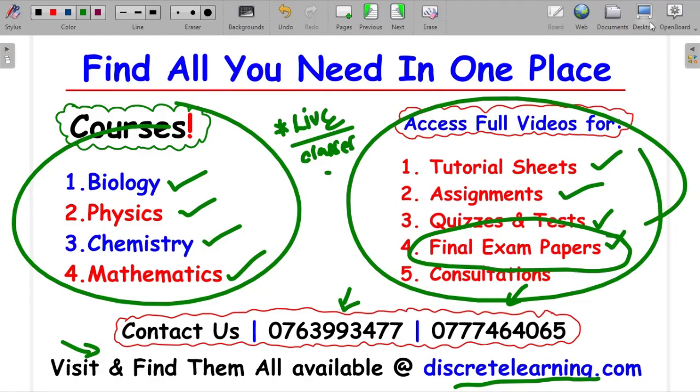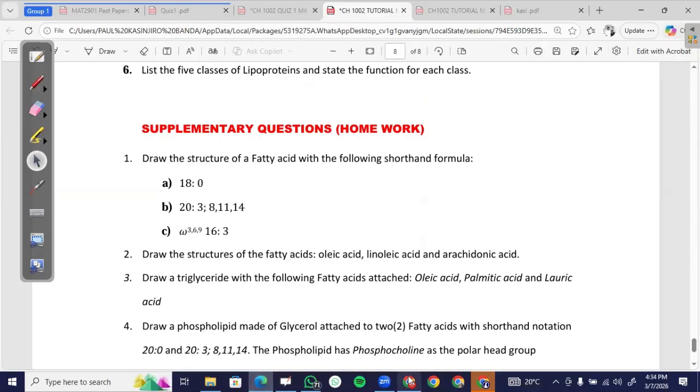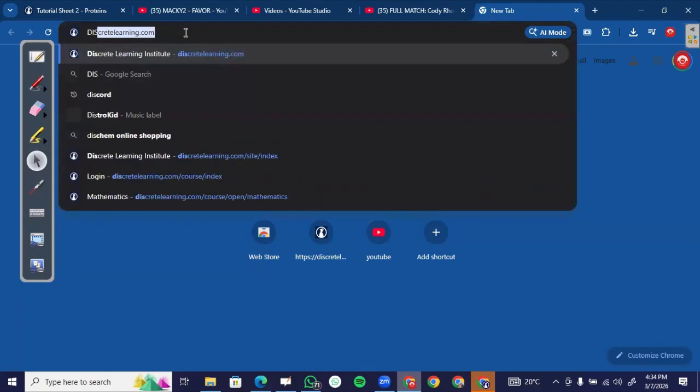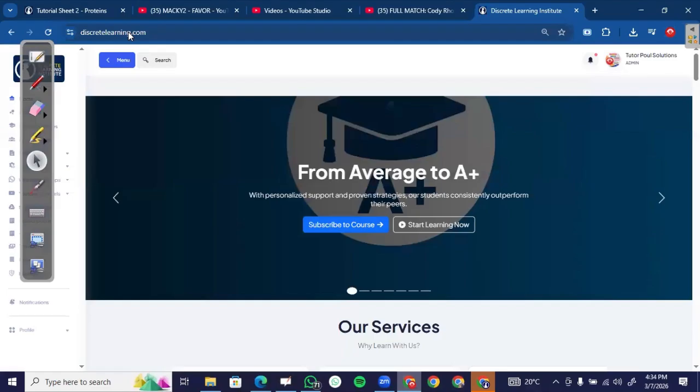All right, so for those who have actually never seen our website, let me just show you. You come to Chrome, either on your phone, your PC, or even your tablet, and then you type in discretelearning.com. So you can see there, discretelearning.com. And then just go to the same website.